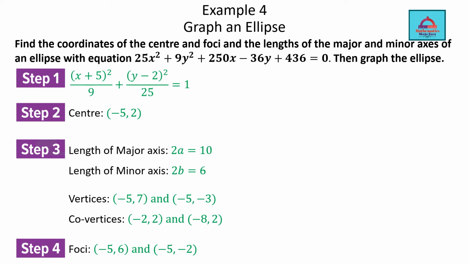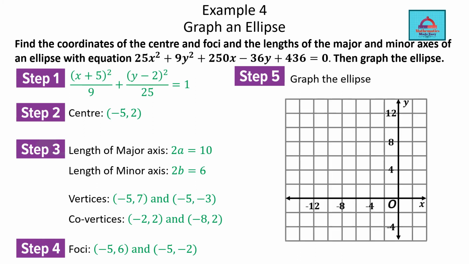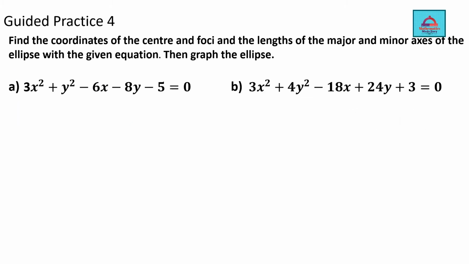It's very, very important, so that when you get a question like this where you need to graph, you are not confused about the coordinates, and then you just on the graph plot these points one by one. So we have plotted the foci, the vertices, the co-vertices, and then we connect those dots with the ellipse. So this is it.